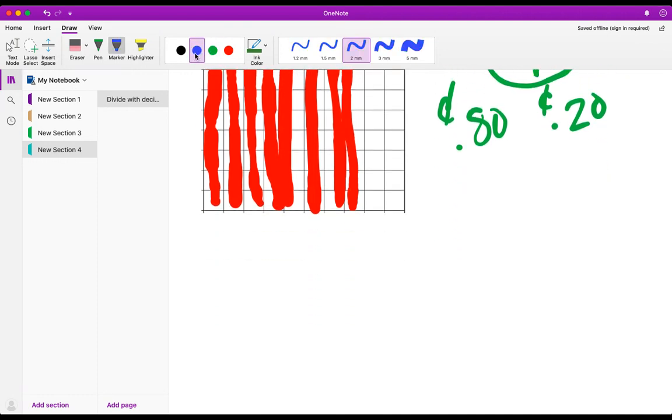So that's just something to think about when we're dividing with decimals. We're really just dividing, it's just kind of like smaller amounts. All right, so the first thing we're going to look at is dividing decimals by a whole number.